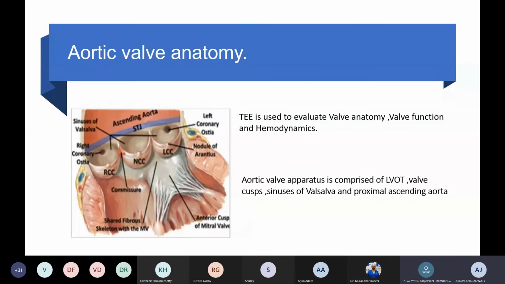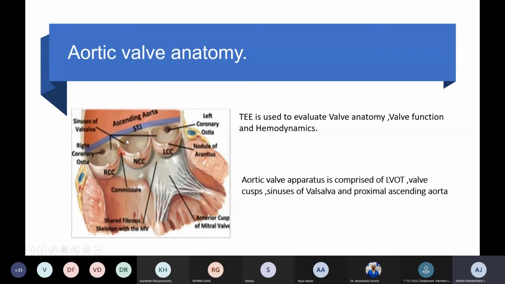So this is the first slide, anatomy of the aortic valve. The aortic valve apparatus consists of the left ventricular outflow tract, valve cusps, sinus of Valsalva, proximal aorta and the sinotubular junction. It is a semilunar valve. It is suspended from the aortic annulus and it is also attached to the sinotubular junction by hinge points.